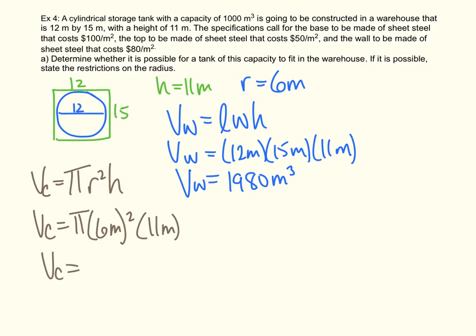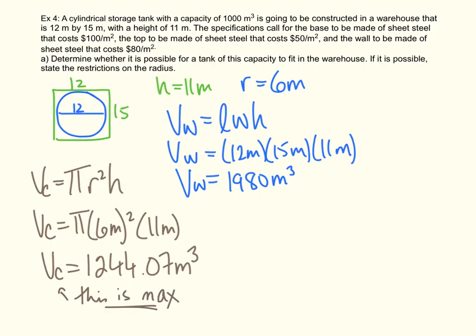And so we know that the volume of the cylinder is going to be 1,244.07 meters cubed. Okay, so it looks like it fits because the volume of the cylinder is less than the volume of the warehouse, but we want the volume to be the capacity, which is 1,000 meters cubed, as given in the question. So let's set that to equal our volume so we can figure out our range for our radius.